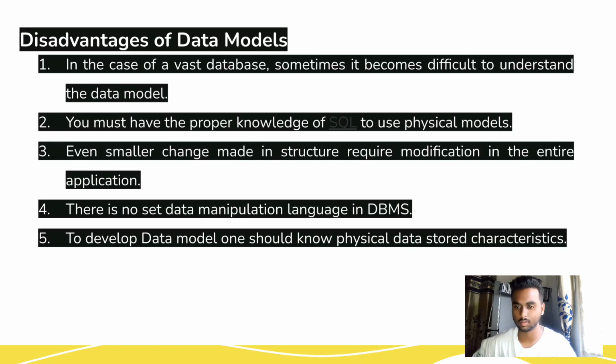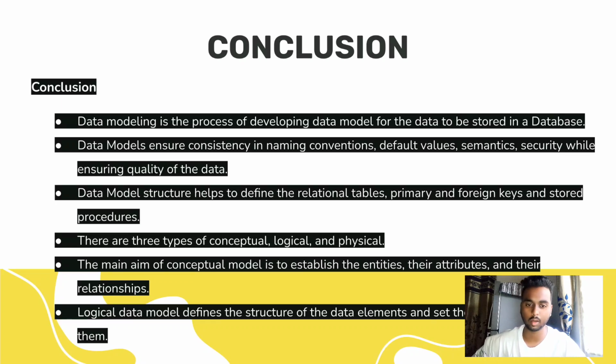Now finally, the conclusion. Data modeling is the process of developing a data model for the data to be stored in a database. Data models ensure consistency in naming conventions, default values, semantics, and security while ensuring the quality of the data. Data model structures help to define the relational tables, primary and foreign keys, and stored procedures. There are three types: conceptual, logical, and physical. The main aim of the conceptual model is to establish entities, their attributes, and the relationships. The logical data model defines the structure of the data elements and sets the relationships between them.